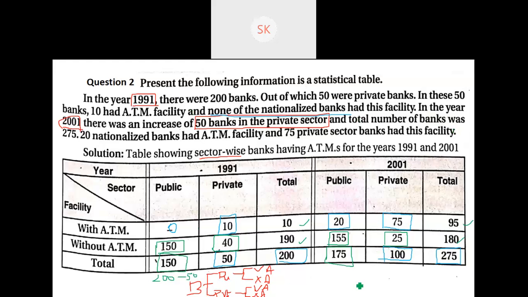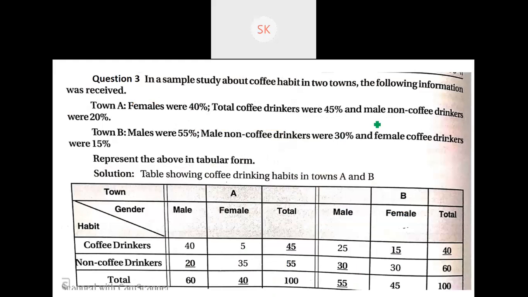Okay, there's one last question where you have percentages, because these percentages are usually asked in the examination. Let's quickly finish this off. Now, in a sample study about coffee habits, this is the next question. In a sample study of coffee habits in 2 towns, the first thing is coffee habits, and they're taking 2 towns. The following information was received, and they have given us town A and town B separately. So there are 2 different towns and the information is given separately.